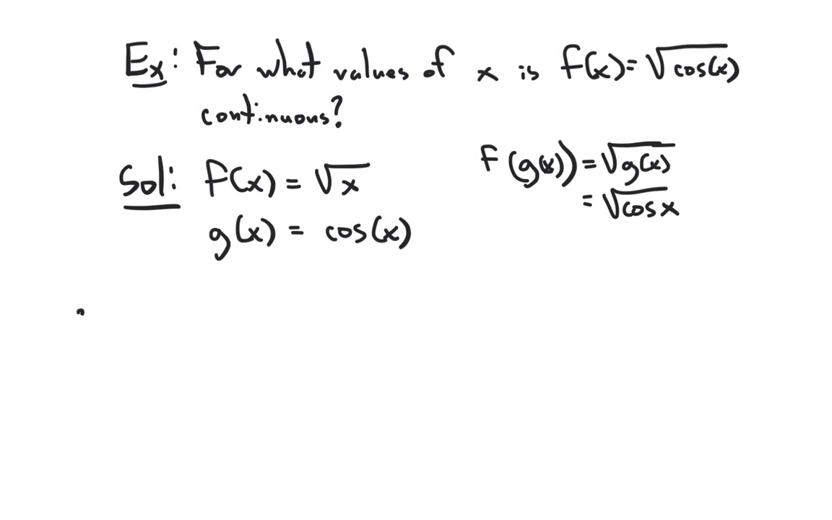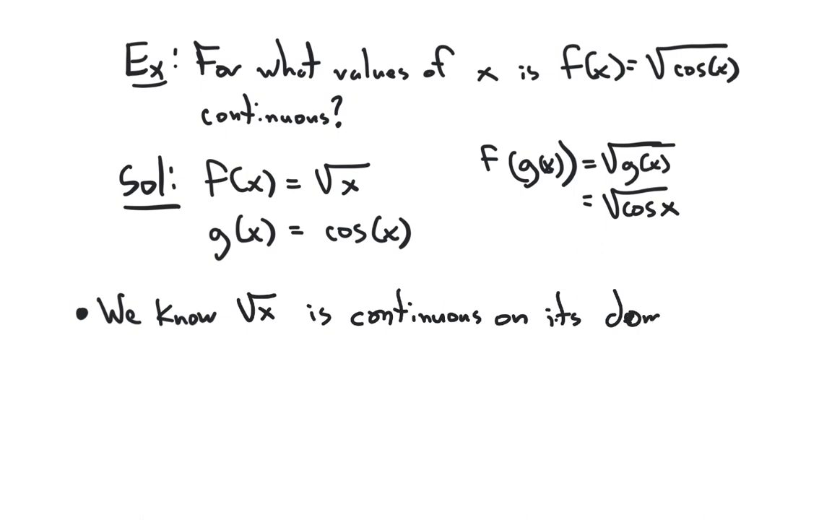Now, what do we know about the square root of x? We know square root x is continuous on its domain, wherever it's defined. But when can we take the square root of a number? As long as that number isn't negative. So the domain of the square root of x is everything but the negative numbers. So from 0 all the way to positive infinity.